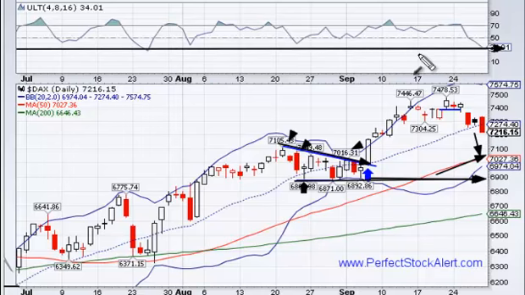Like again, you get to the 30 level and you get an extremely oversold condition. Anything can send it higher. So again, watch this next week. Don't buy now, but watch it.